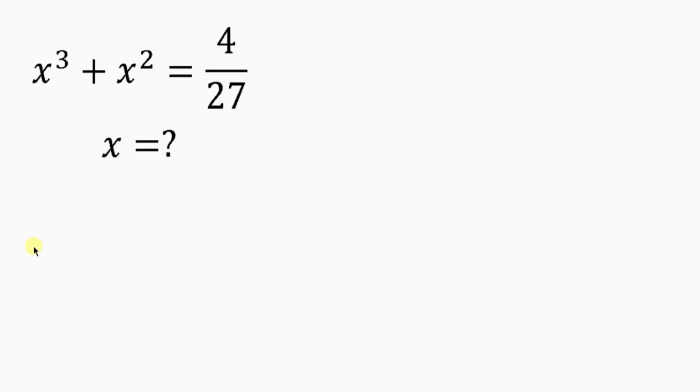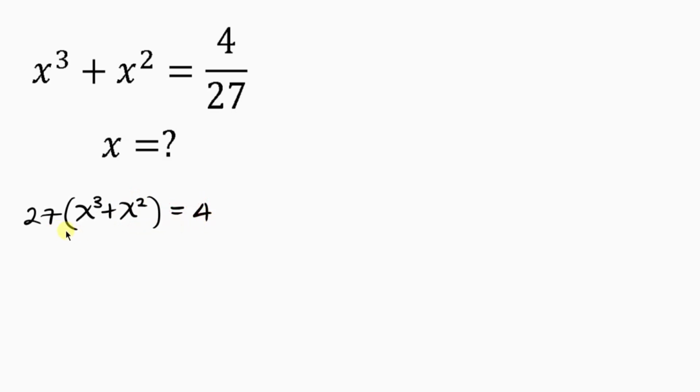Well, we have this question on the board which says find the value of x for which x to the power 3 plus x to the power 2 is equal to 4 over 27. Our first step towards solving this question will be for us to cross multiply. So on cross multiplying, I'm going to be having 27 times x to the power 3 plus x to the power 2 equal to 4.